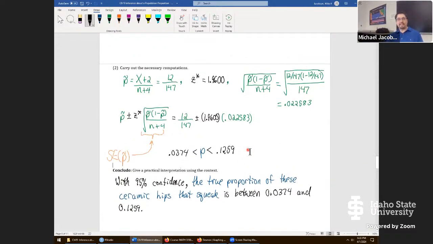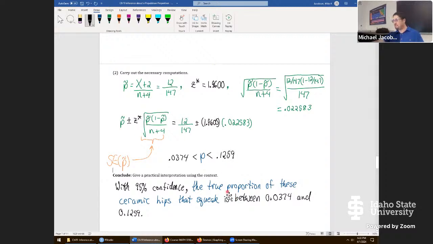Well, we did it, folks. That's the analysis of this squeaking hips problem. Definitely more recent data, at least. So this one, I feel like, is pretty important as a problem. But any questions at all, folks, with our analysis on this one?